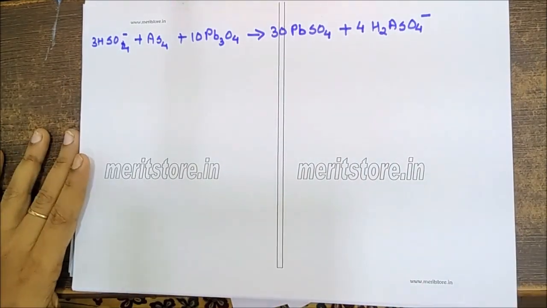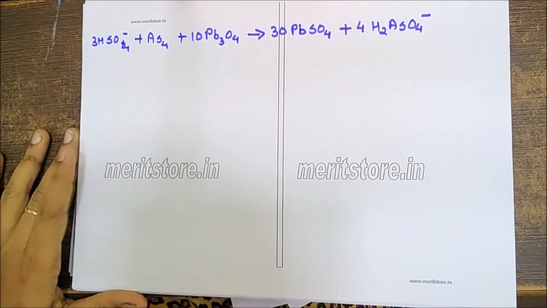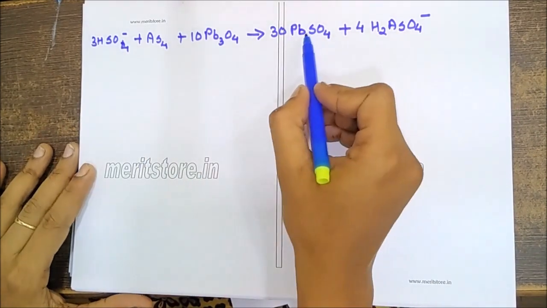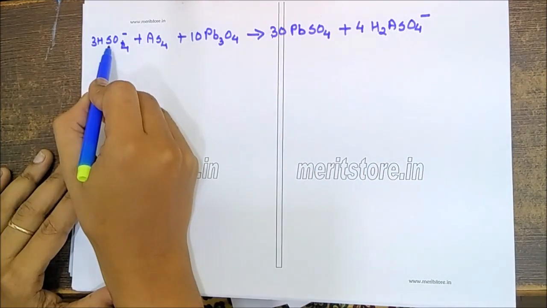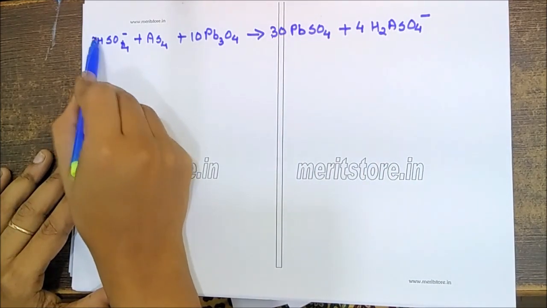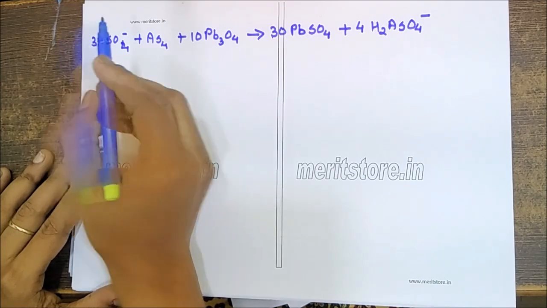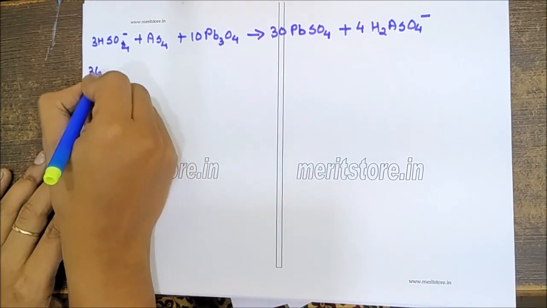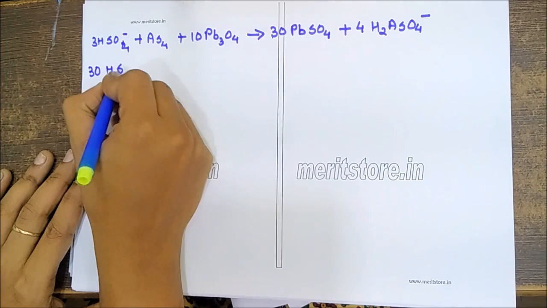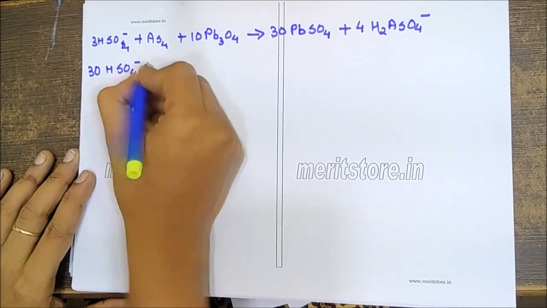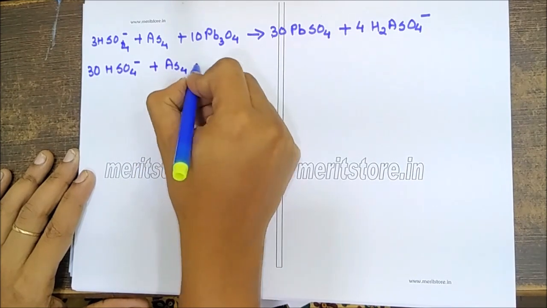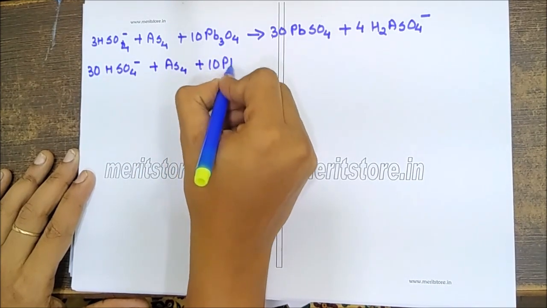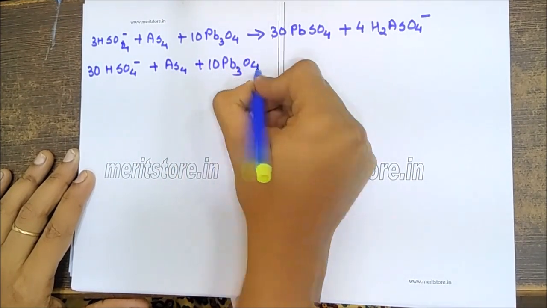Now see here, after we have balanced this, the net increase or decrease, sulfur has become unbalanced. See here, there are 30 atoms of sulfur and here there is only 3. So we need to multiply this by 10. So this would become 30 HSO4 minus plus As4 plus 10 Pb3O4.